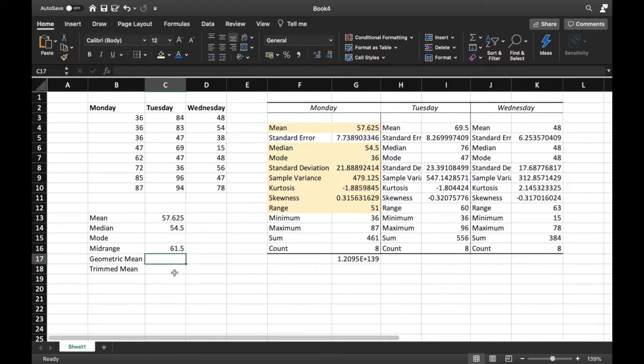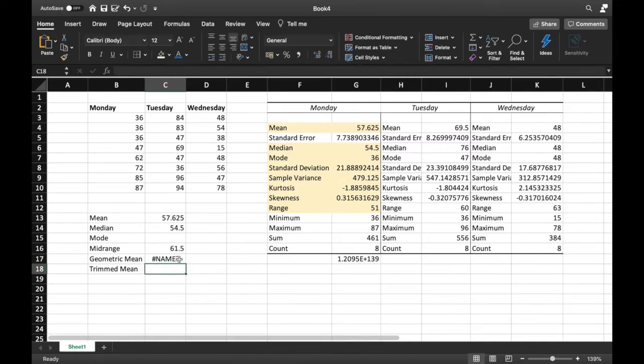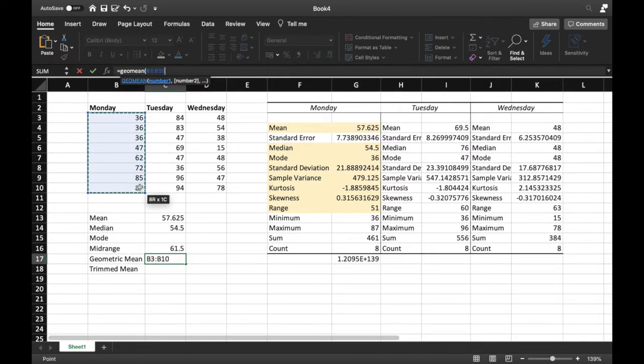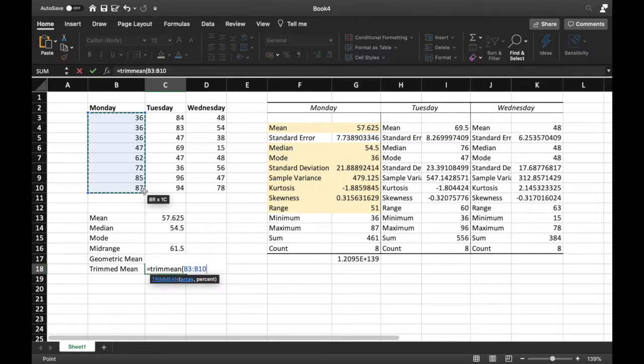The last 3 measures of center cannot be found here on the descriptive statistics. Okay, we have geometric mean. For geometric mean, we have the function equal to GEOMEAN, and then open parenthesis, and then you highlight all of these again, and it will give you the number 54.008046.